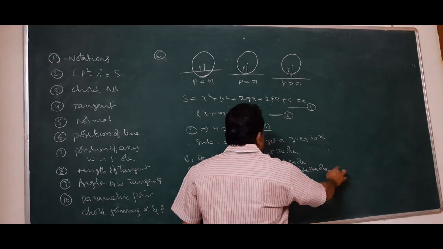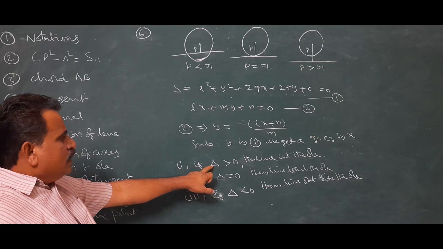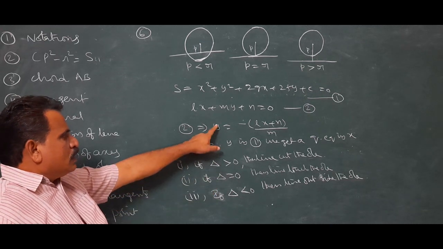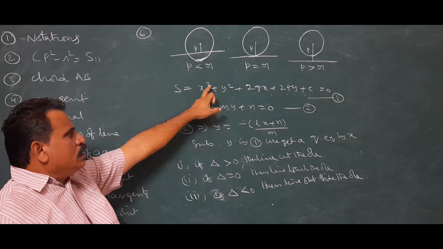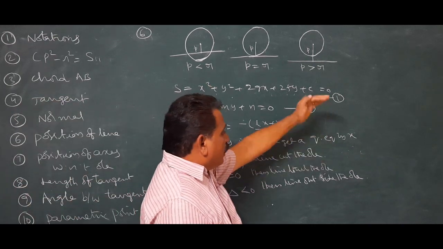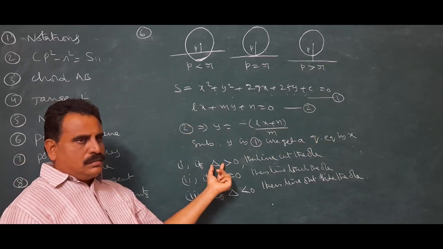It is applicable not only to the circle. Here delta is the discriminant of the quadratic equation. Substitute the y value in this equation, we get a quadratic equation in x. That quadratic equation's discriminant is delta.